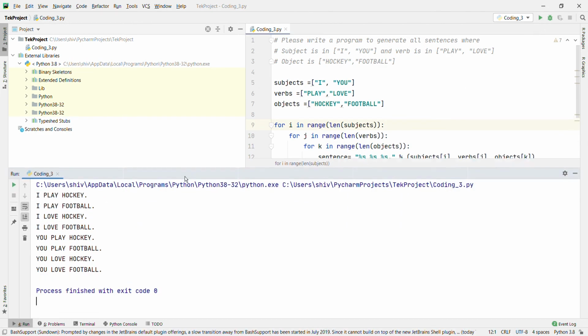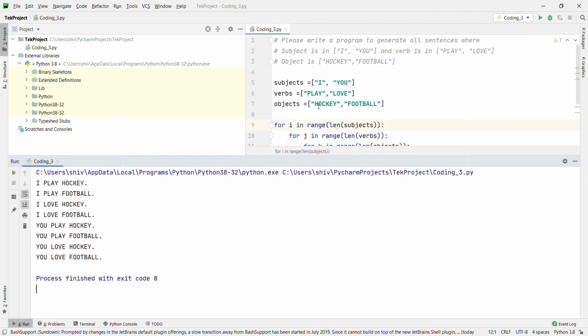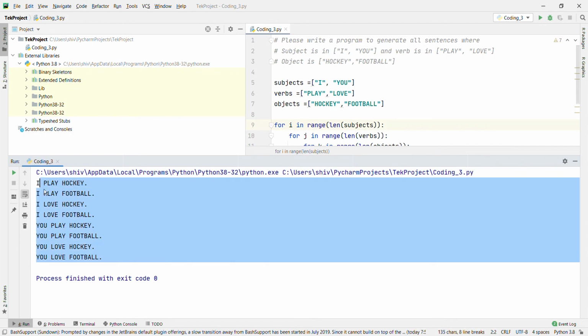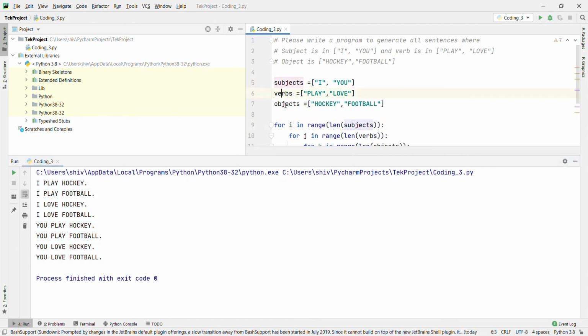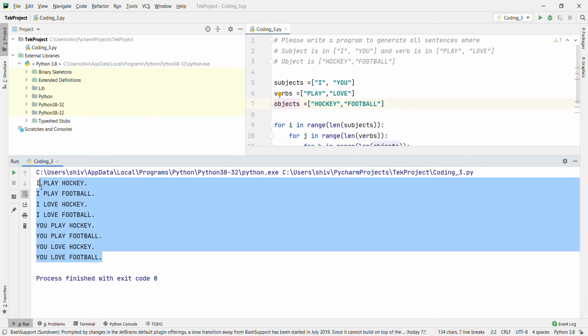I play hockey. I play football. Then I love hockey. Then I love football. Then you play hockey. You play football. You love hockey and you love football. That's all the combinations from this subject. If you count, that is basically 8: 1, 2, 3, 4, 5, 6, 7, 8. If you add anything, then it will generate more.